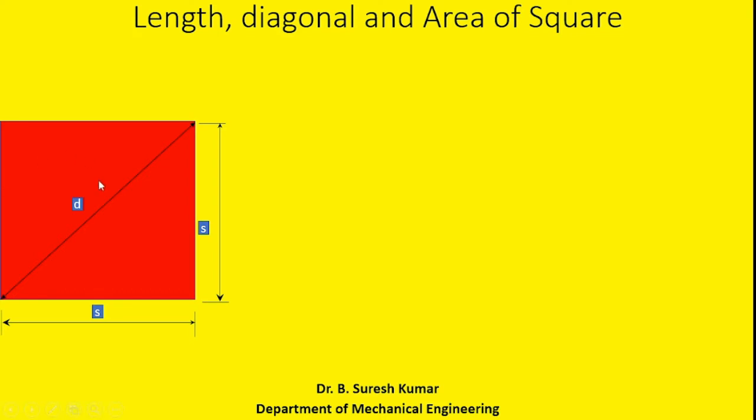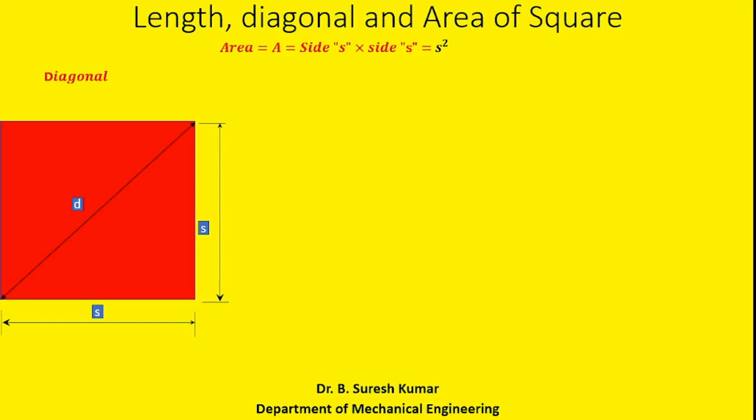Now, how can we identify the area of the square? The general formula for area is the base side of the square into the perpendicular height of the square. Here you see the area A is equal to side S into side S, the perpendicular side S, which is equal to S square. This is the area formula.